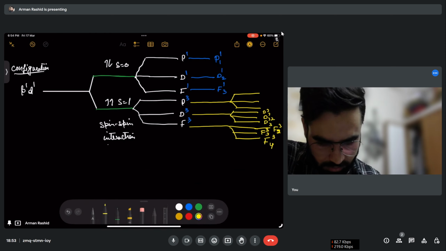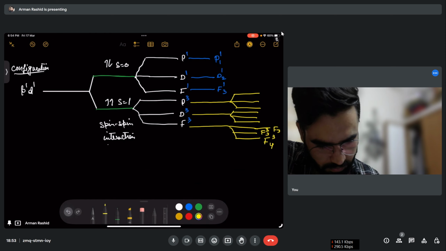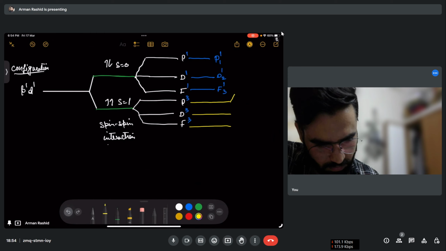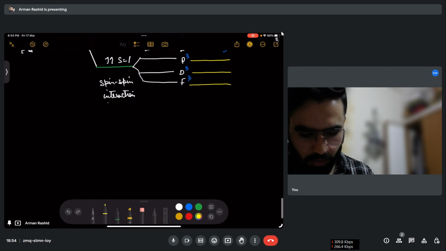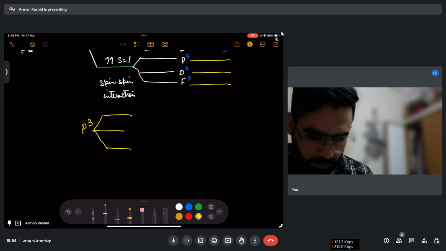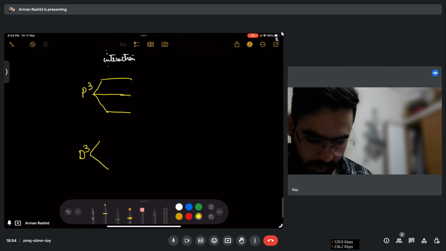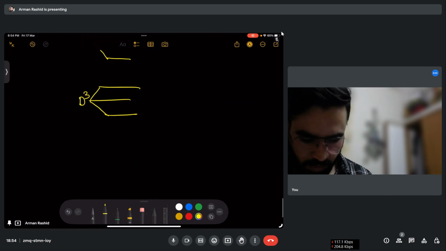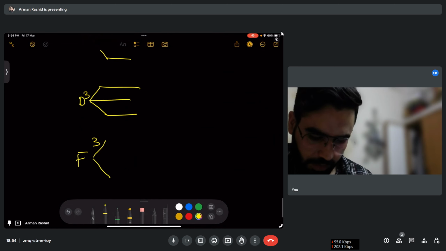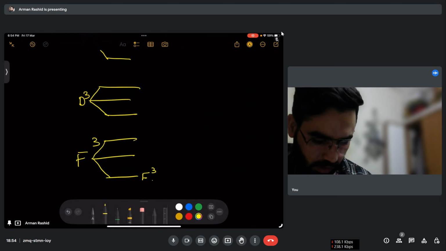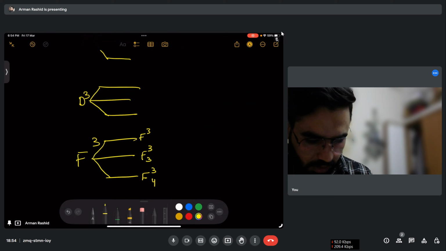What I can do is to make it a little more visible. Okay, so these three states we have now. One is P3, it will get split into 3 states. Then we have D3 split into 3 states. Then we have F3, it will get split into 3 states. The F3 states will be F3 4, F3 3, F3 2.